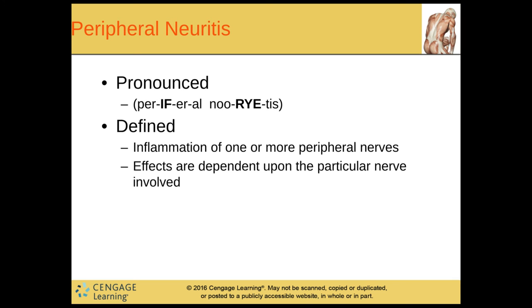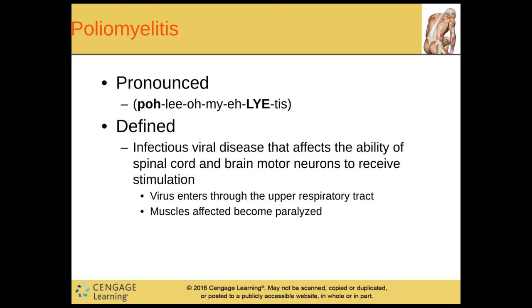Then we have peripheral neuritis. So this is inflammation of one or more peripheral nerves. The effects are dependent upon the particular nerve involved. Then we have poliomyelitis. So this is an infectious viral disease that affects the ability of the spinal cord and brain motor neurons to receive stimulation. So the virus enters through the upper respiratory tract, and then muscles become affected, and then they eventually become paralyzed.